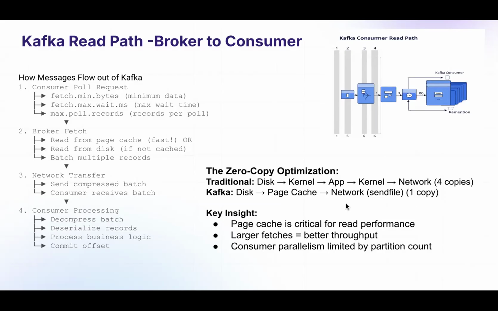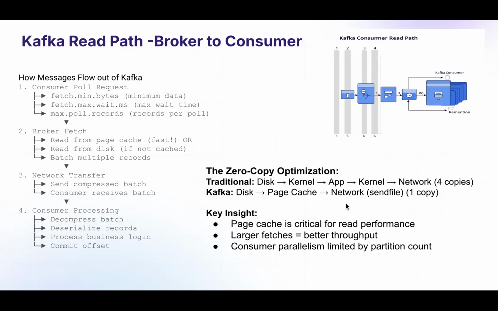In step 2, the broker tries to read from the page cache first, and if the data is still in RAM, which is usually the case for recent data, this is incredibly fast, taking single-digit milliseconds. If the data has been flushed to disk and the page cache doesn't have it, you're reading from the disk, which is 10x to 100x slower. Step 3, Kafka sends the compressed batch over the network to the consumer.